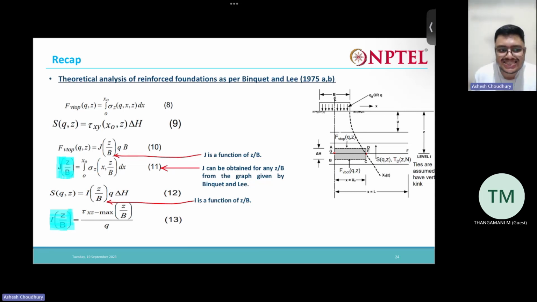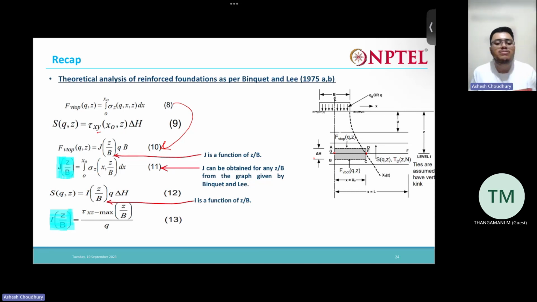Then we have this S. S is nothing but the soil resistance, the soil resistance that is coming from the shear stresses that are developing. So the shear force multiplied by the thickness of the wedge, that is delta H, gives us S. Now, Binkert and Lee gave a simplified equation so that we can easily determine everything. So this equation 8 transfers to this equation 10. This equation 8, after integration, they represented as a term JQB.